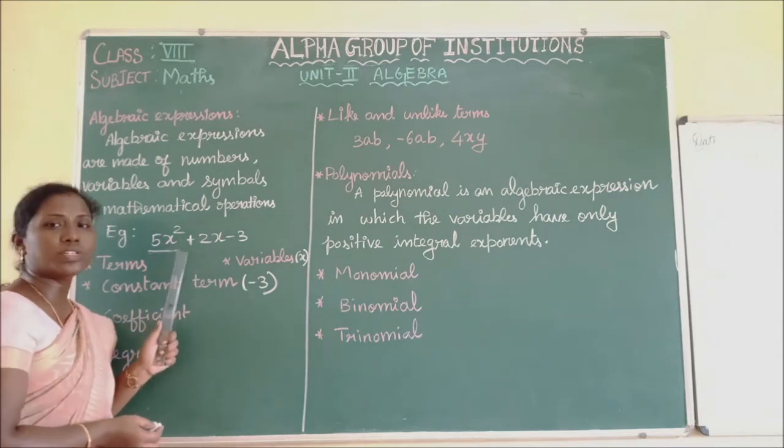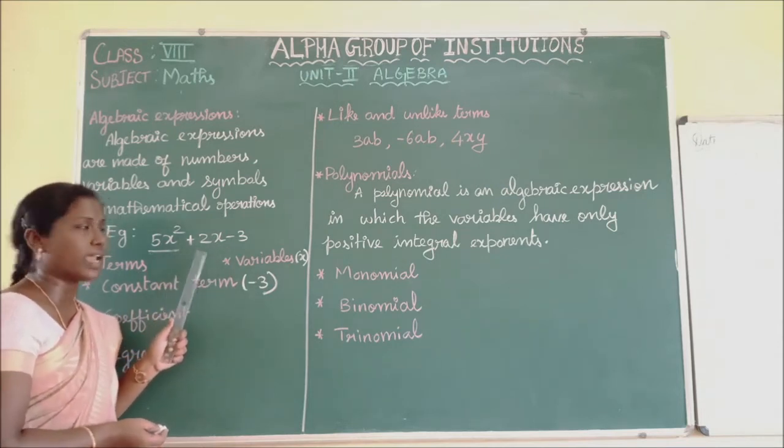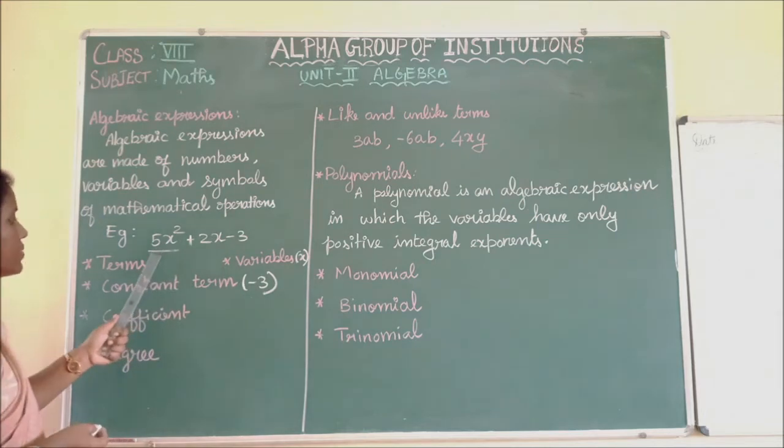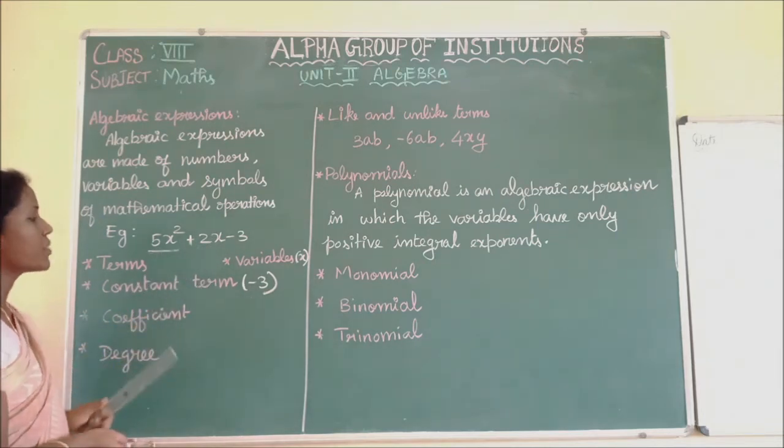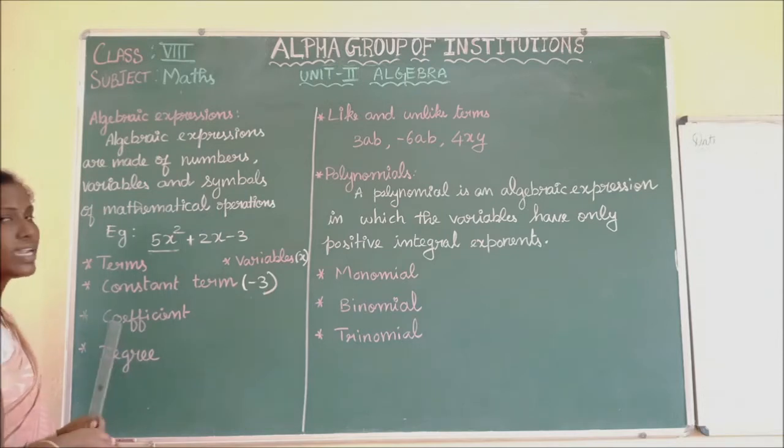While taking the coefficient, we have to take it along with the sign. So for x square, the coefficient is 5, and for x, the coefficient is 2. Okay. Now, finally, degree.